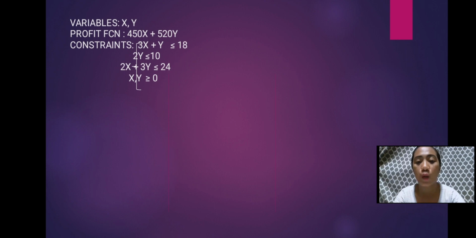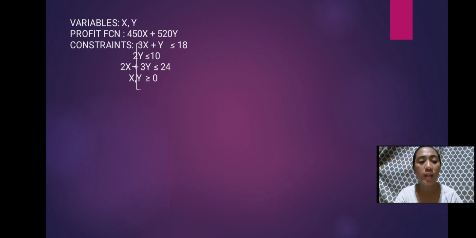This is the line of cotton. And then for polyester, we have 2Y greater than or equal to 10. And finishing labor, we have 2X plus 3Y greater than or equal to 24. And our variables X and Y are greater than or equal to 0.